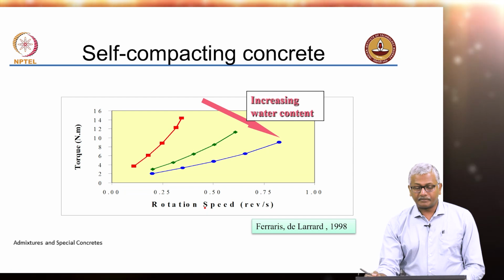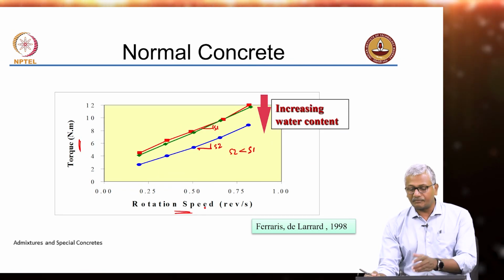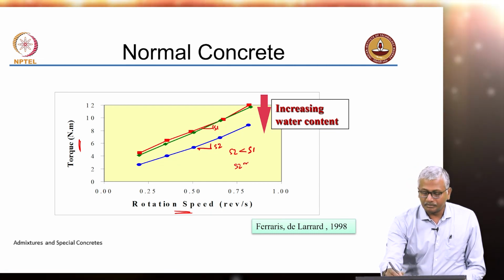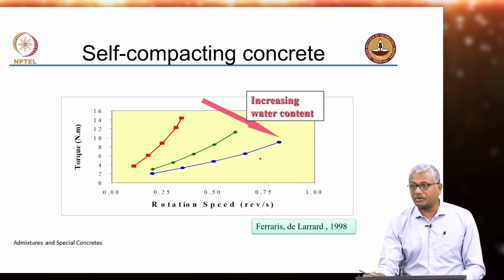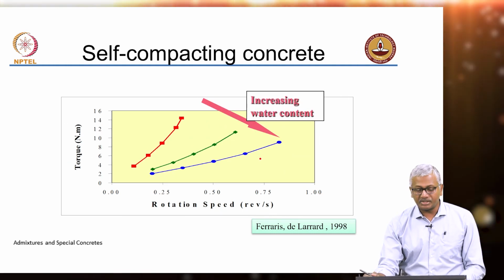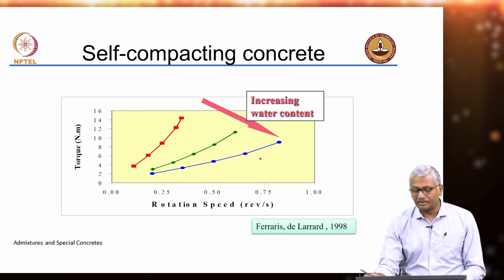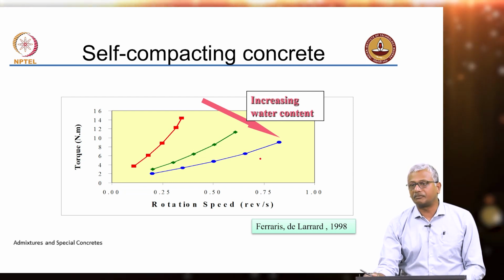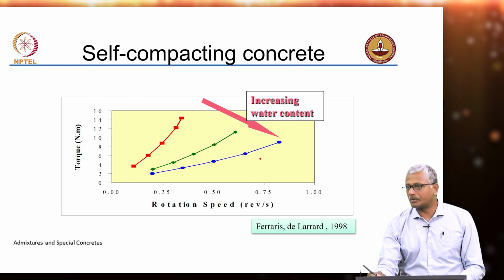Now, in normal concrete, when you increase the water content, this S2 is not that much different from S1, but in self-compacting concrete, when you increase the water content, your shear stress and the viscosity both start reducing. In self-compacting concrete, when you increase water, both your shear stress and viscosity start going down.